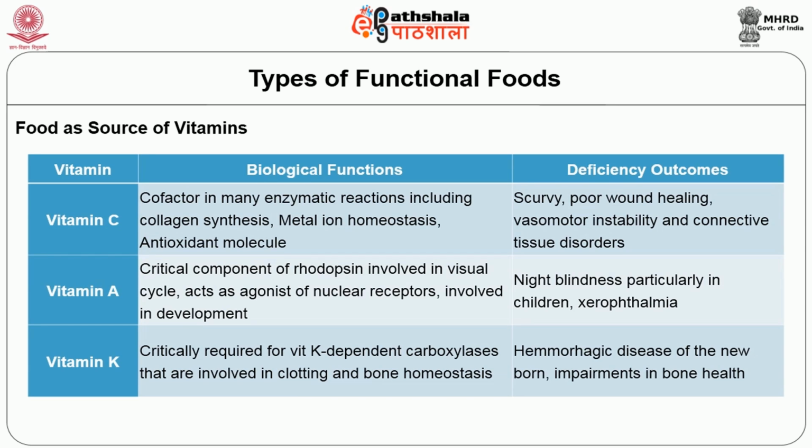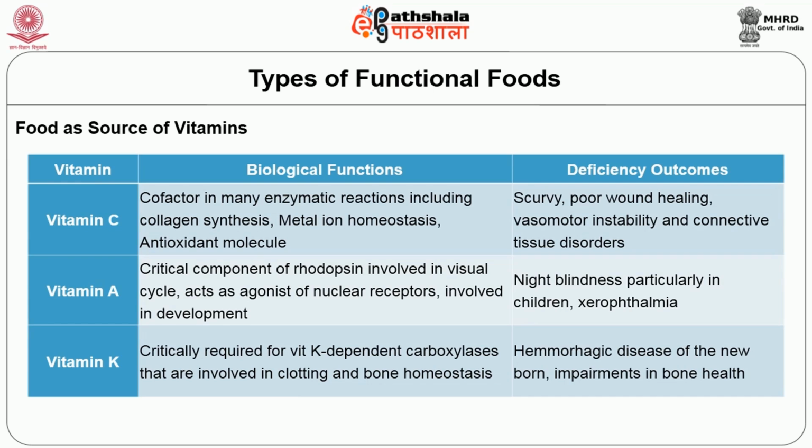Vitamin A is another example, a very critical component of rhodopsin involved in the visual cycle, and it acts as an agonist of nuclear receptors involved in development. So in deficiency, it creates night blindness so that we cannot see properly. Particularly this occurs in children. Xerophthalmia, Bitot spots, and ultimately in severe conditions, a person can become blind too.